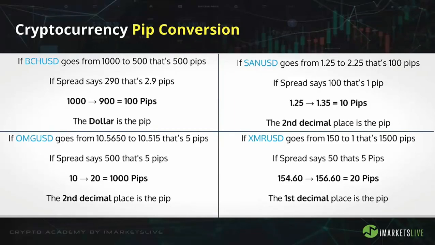When we go and look at some of these alt cryptocurrencies, and we see something like Sentiment, if the price of Sentiment goes from $1.25 to $2.25, that is 100 pips. And we can also look at OmiseGO. If the price were to go from $10 to $20, that would be 1,000 pips.